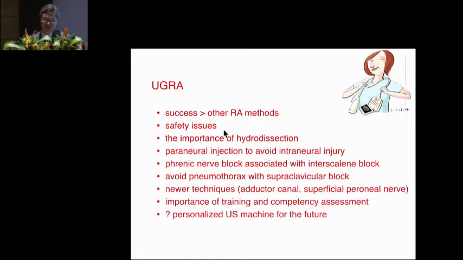Safety issues, we are not completely safe with ultrasound-guided regional anesthesia. We have to pay attention to how we do our block, with hydrodissection hopefully helping us to improve the success rate as well as the safety. Aim to put the local anesthetic around the nerve and not inside the nerve. For interscalene block, think about using a low dose, a lower block technique in order to avoid the phrenic nerve. For supraclavicular block, look for the needle tip. It's very important. Track it all the time.